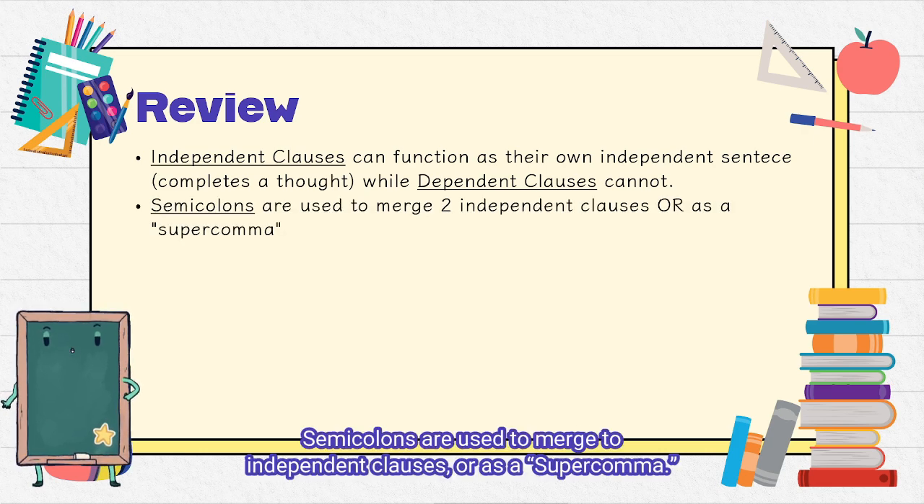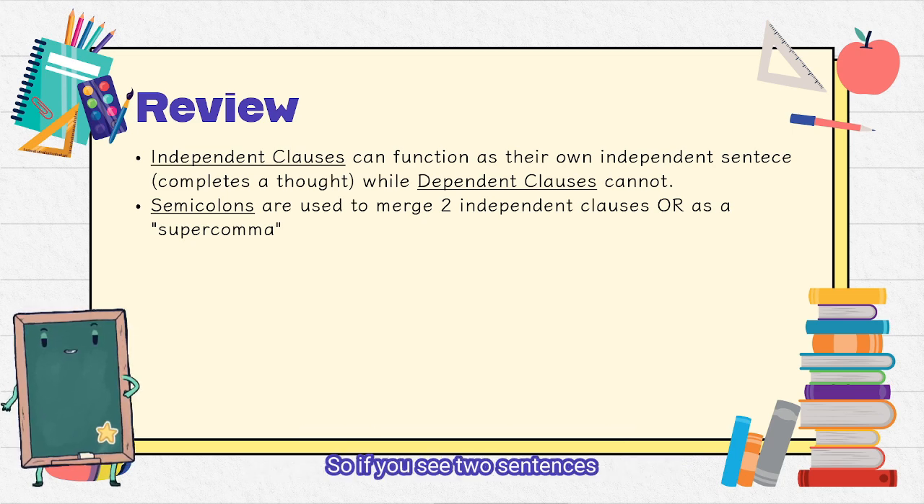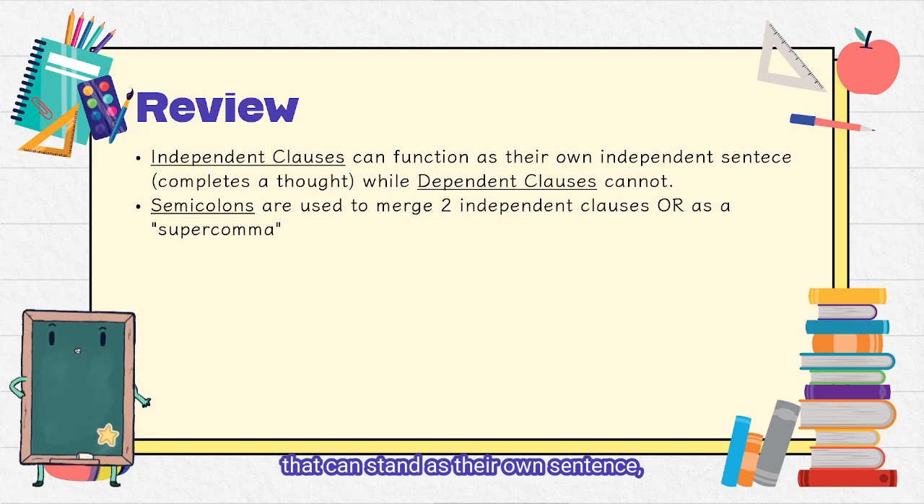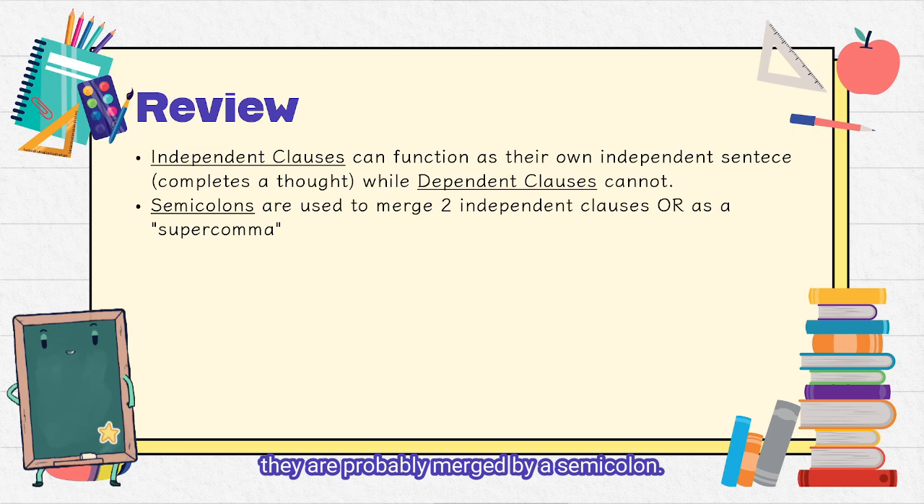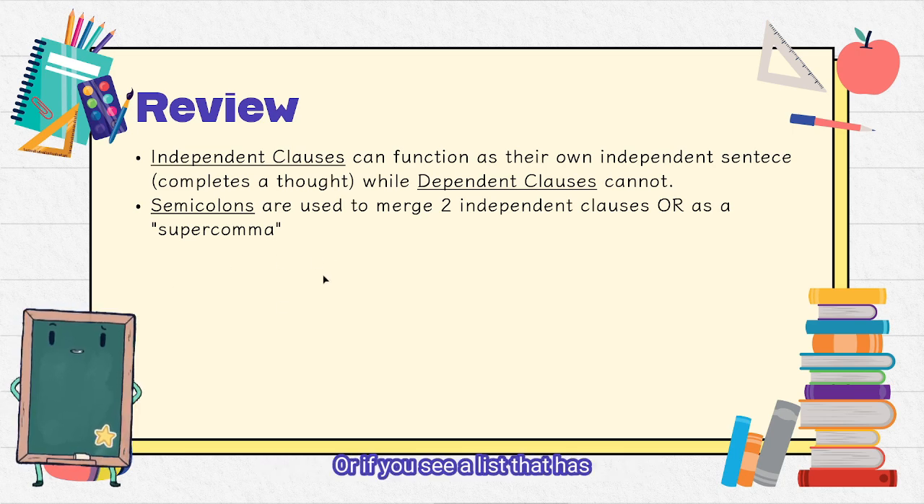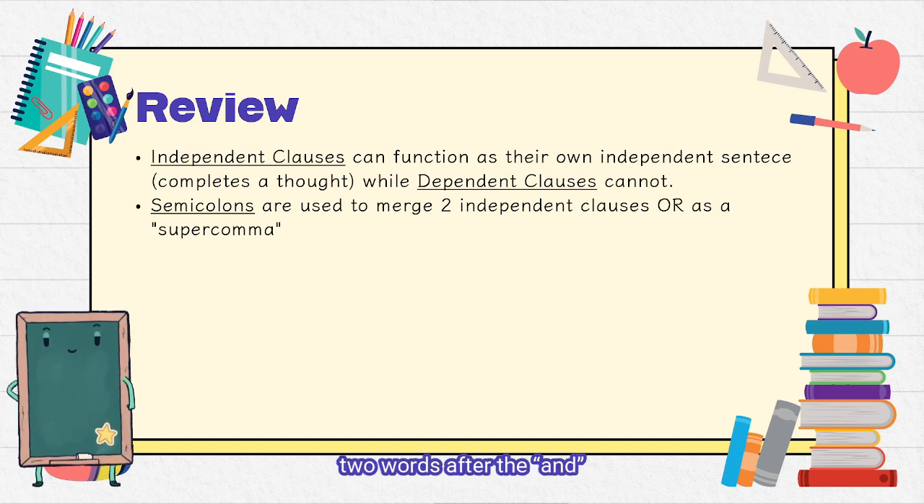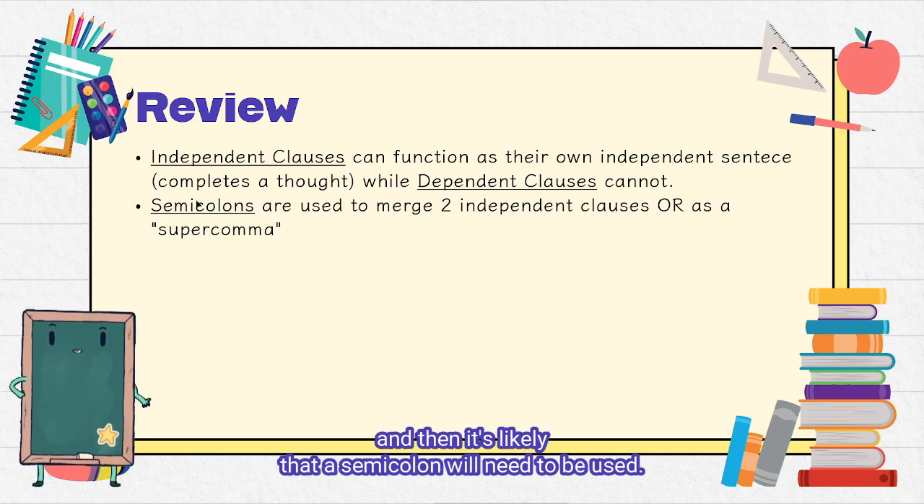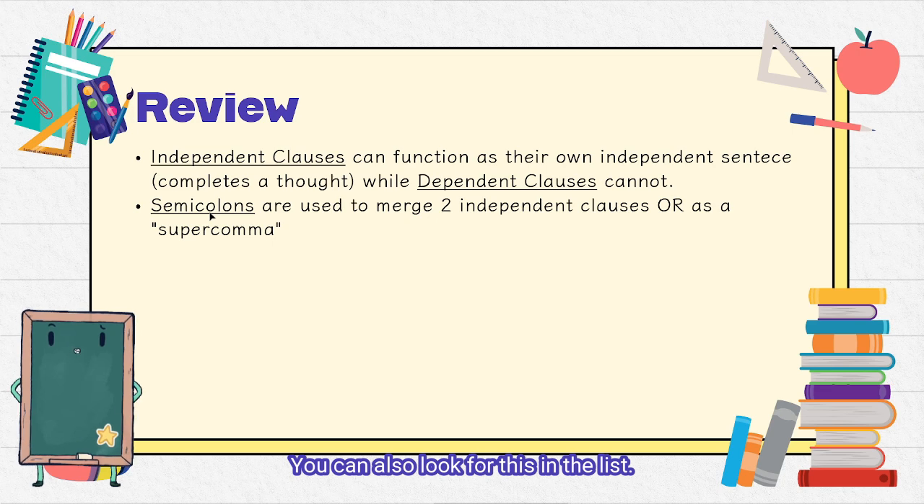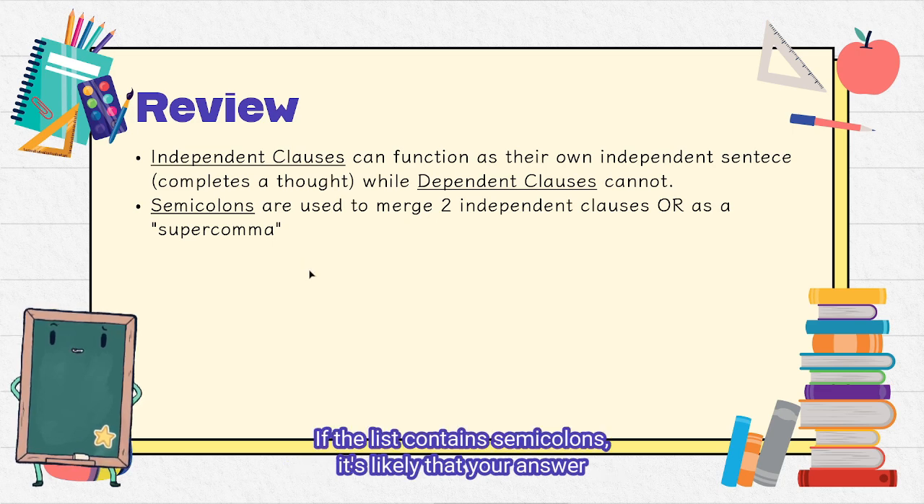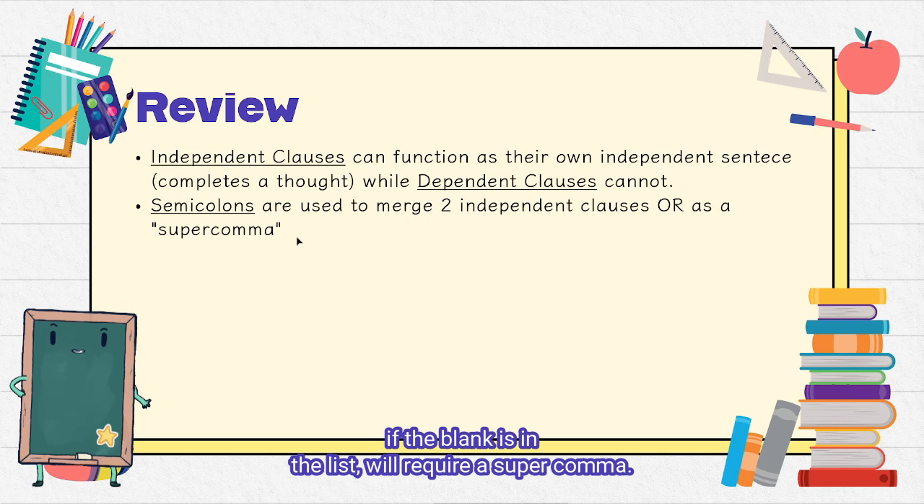Semicolons are used to merge 2 independent clauses or as a super comma. So if you see 2 sentences that can stand as their own sentence, they are probably merged by a semicolon. Or if you see a list that has a comma between 2 words after an "and," then it's likely that a semicolon will need to be used. You can also look for this in the list. If the list contains semicolons, it's likely that your answer, if the blank is in the list, will require a super comma.